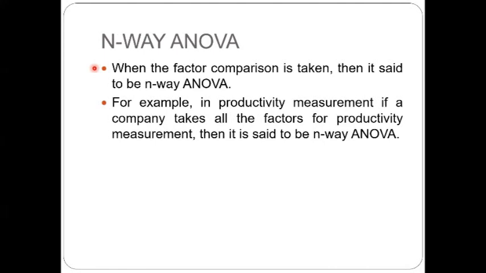And for the n-way, so yung n dito is more than 2. When the factor comparison is taken, it is said to be n-way. So for example, is the productivity measurement if a comparison takes all the factors for productivity measurement. So meron tayong comparison na ng productivity pero iba-iba na yung measurement natin. More than 2 na siya.